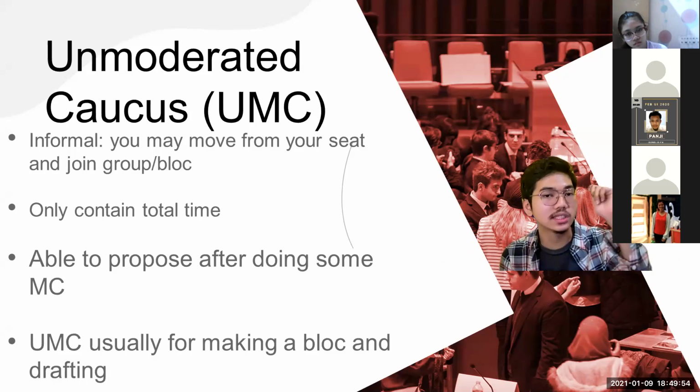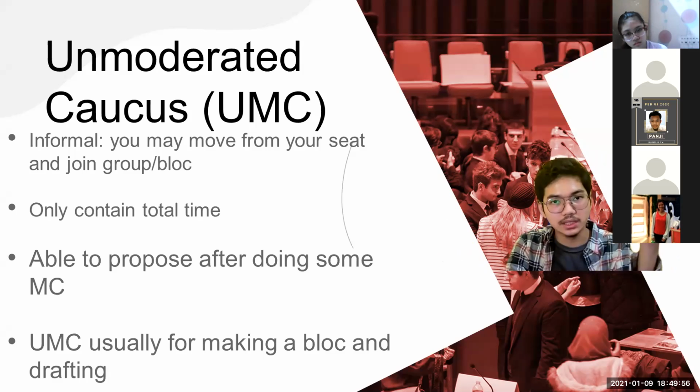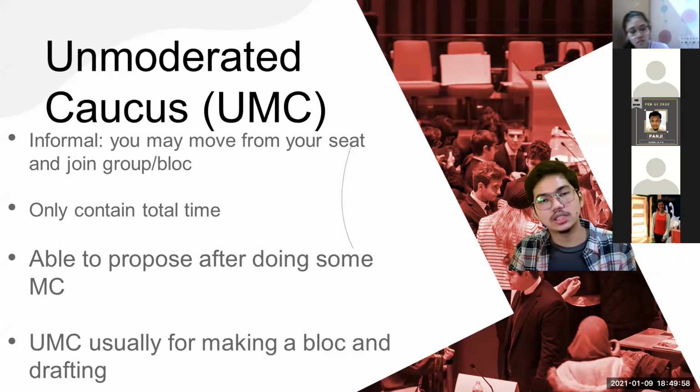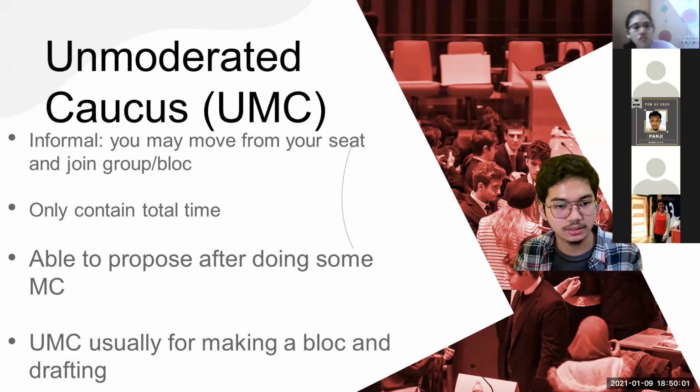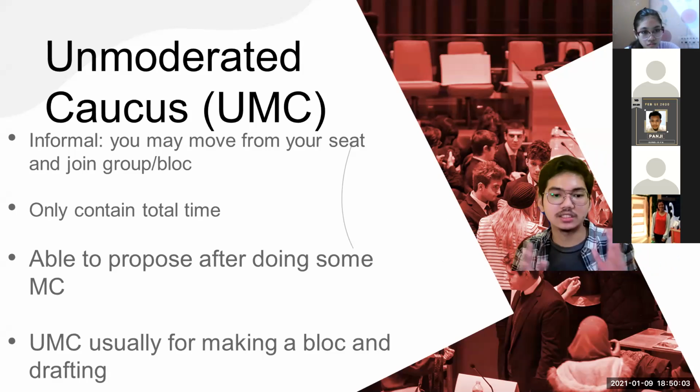You have to propose just like you want to propose in the previous motion, but this time the motion is going to be about unmoderated caucus. Okay, so what's the function? It is usually to make blocks and drafting. Why are there blocks in the United Nations? Because not every country can agree on everything.